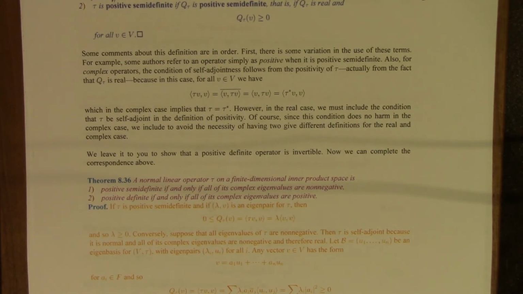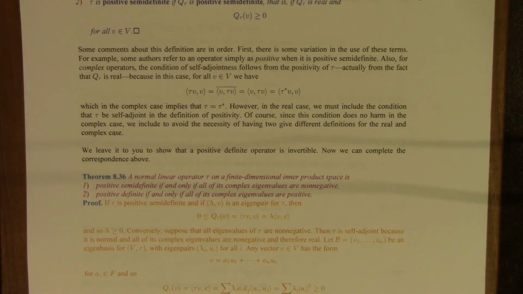A couple of comments about this definition. First, there is some variation in the use of these terms. For example, some authors refer to an operator simply as positive when it's positive semi-definite. Not too crazy about that, but it's done. Also, for complex operators, the condition of self-adjointness in the definition isn't really necessary because it follows from the positivity conditions, either one. And actually, it follows from the fact that the quadratic form is real.